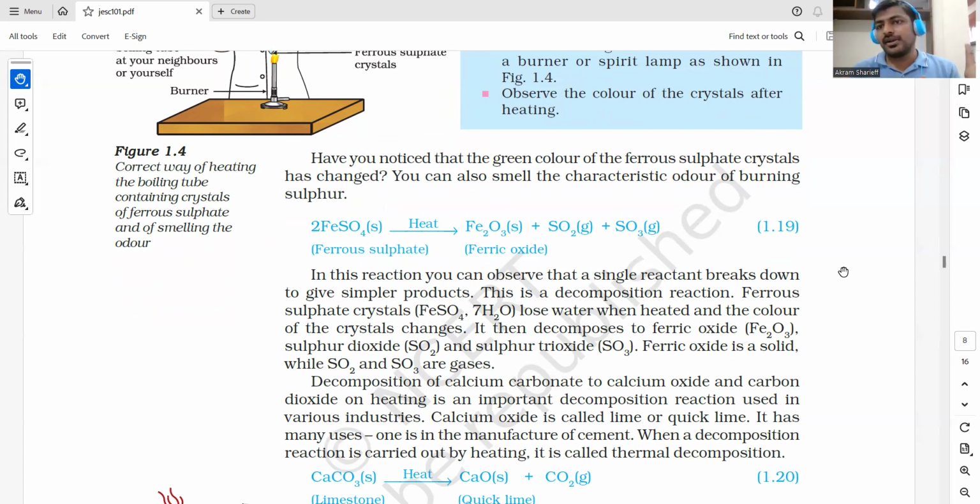Previously, multiple reactants have given a single product. Here, a single reactant is giving multiple products. So decomposition is exactly the opposite of which reaction? Combination reaction. Okay. So in this reaction, you can see that a single reactant breaks down into simpler products. This is a decomposition reaction. Ferrous sulfate crystals lose water when heated and the color of the crystal changes. It then decomposes to ferric oxide, Fe2O3, sulfur dioxide, and sulfur trioxide. Ferric oxide is a solid, while SO2 and SO3 are gases.